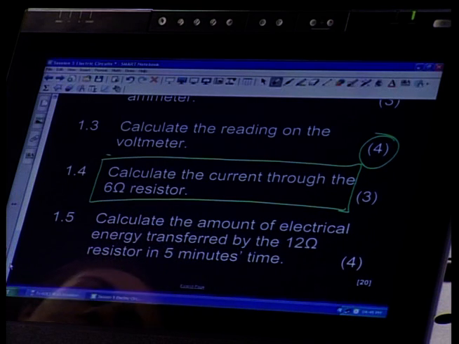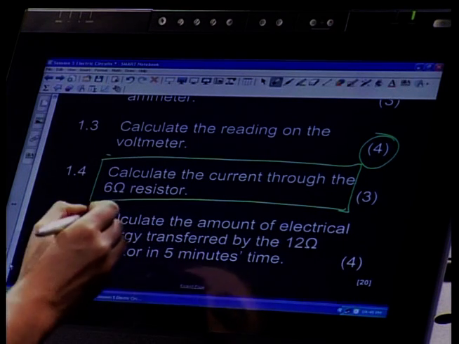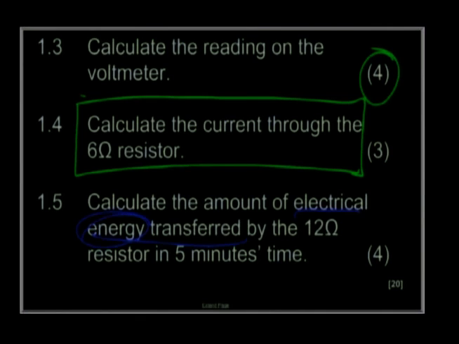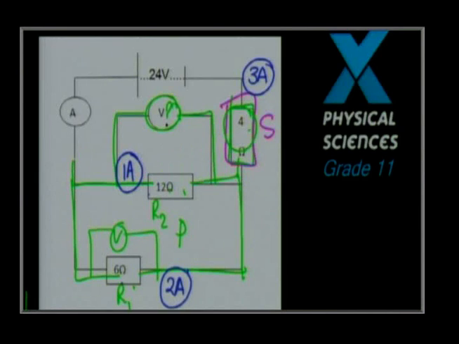And the last question for this one. They want us to calculate the amount of electrical energy that is transferred by the 12 ohm resistor in 5 minutes. So they are asking us to look at how much work was done. When you do work, you consume energy. And that is exactly what they are asking us over here: the energy that is transferred or used by this particular component. So to our calculation sheet.